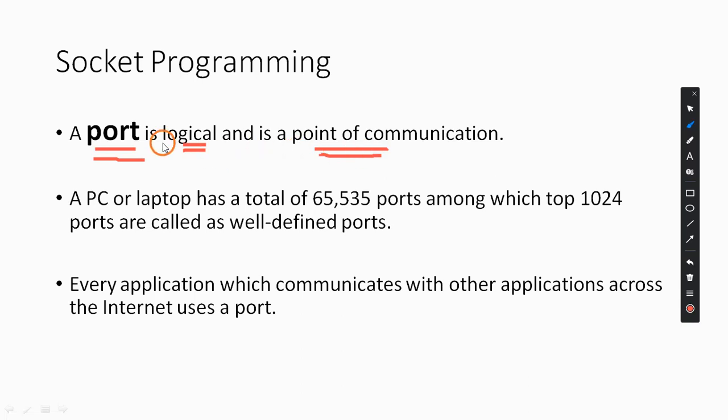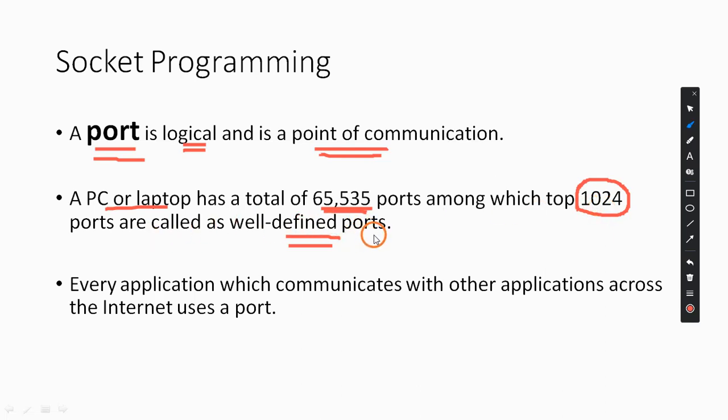The client is going to open a port on its own system, and the server is also going to open a port on its own system. If you consider a system, there are a total of 65,535 ports. Of those 65,535 ports, the first 1,024 ports are called well-defined ports.